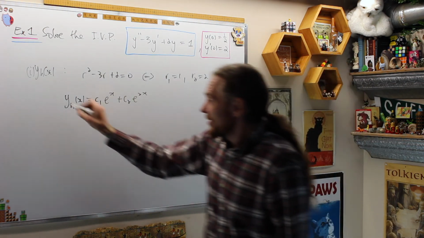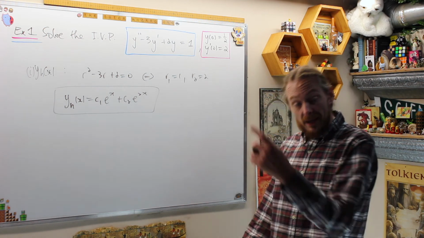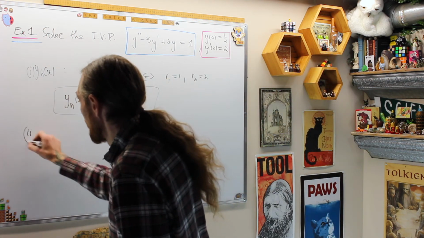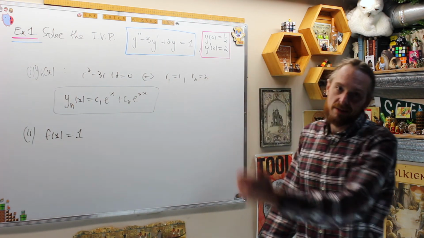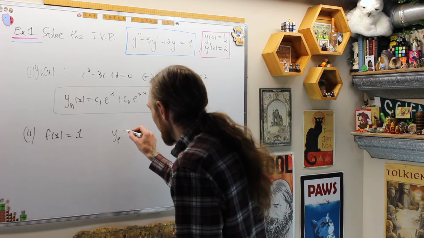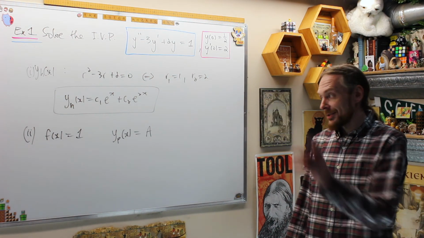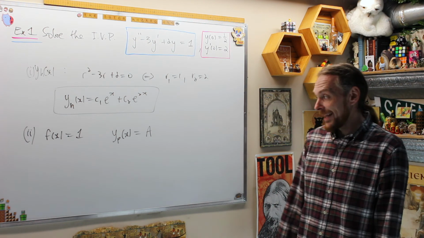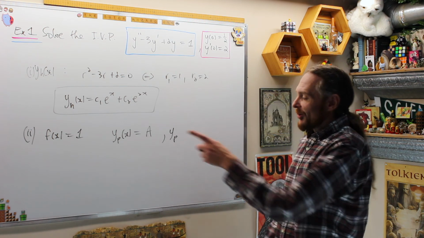Once I have the homogeneous solution, what do I need? I need a particular solution. Now let's use the other method, which is undetermined coefficients. F of x, our non-homogeneous part, is function 1, the easiest function I could think of. Therefore, what was our guess? Y particular of x we're going to guess is just a general degree 0 polynomial, which is a number, a. Guess what a is going to be? 1/2.